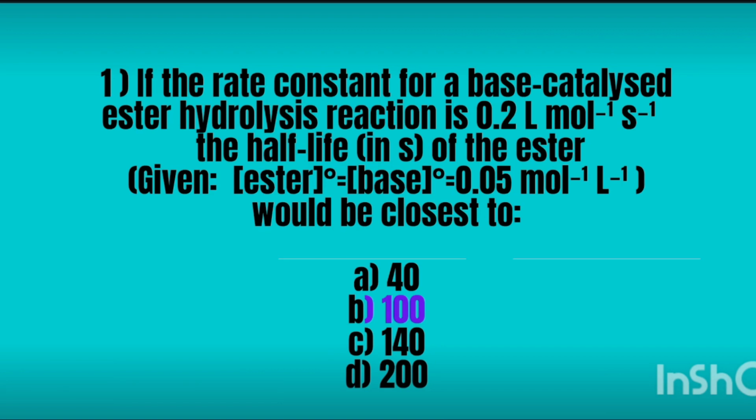If the rate constant for a base catalyzed ester hydrolysis reaction is 0.2 liter per mole per second, what is the half-life of the ester? Here we have to find out half-life of the ester. Given ester naught is equal to base naught is equal to 0.05 mole per liter. That would be closest to, options given as 40, 100, 140 and 200.